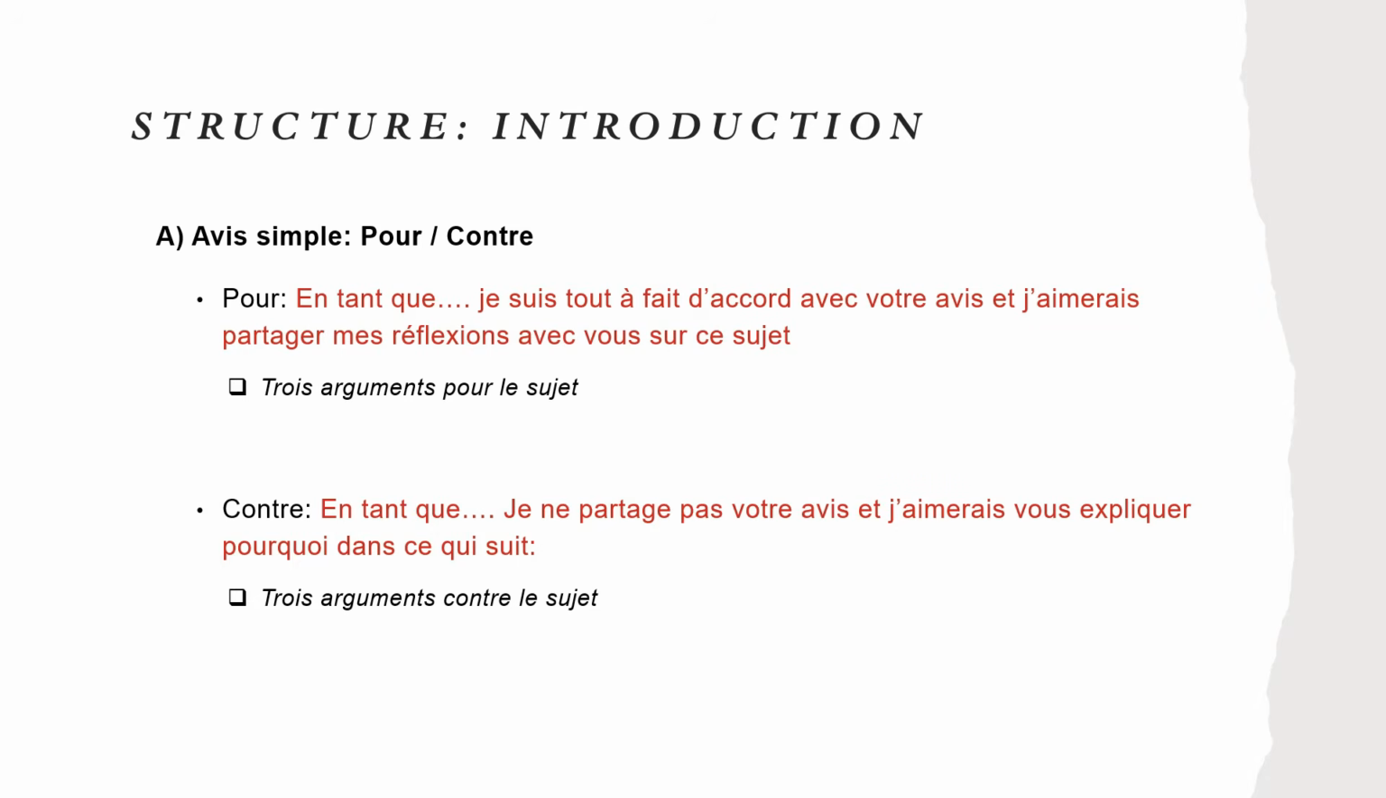Now, for the structure for your introduction part, if you are for or against the article that you have read, this is the structure that you can use. For, you are going to write all three arguments in favor of the topic. For against, you are going to write all three arguments against the topic. So this is the structure you can use.